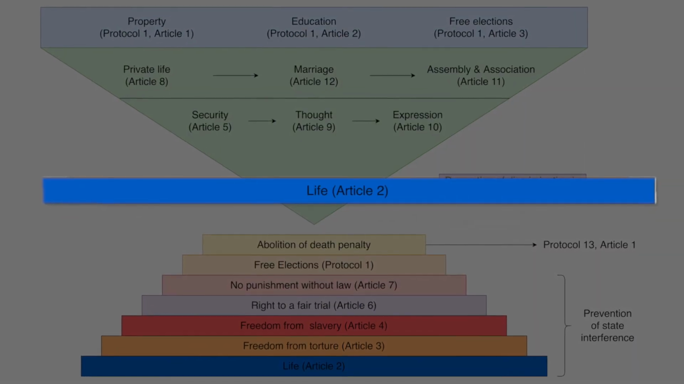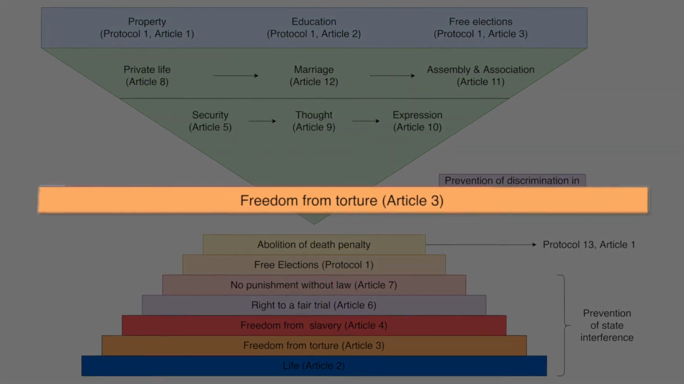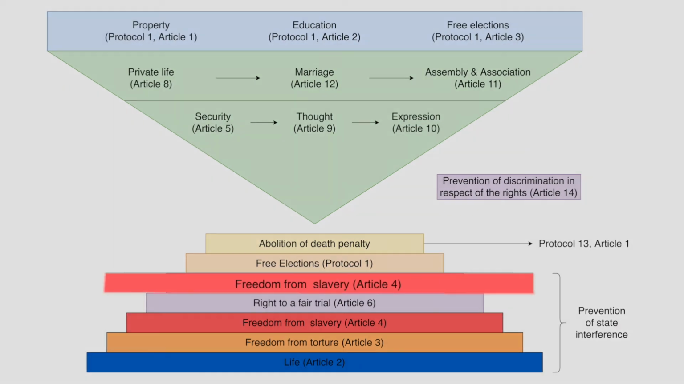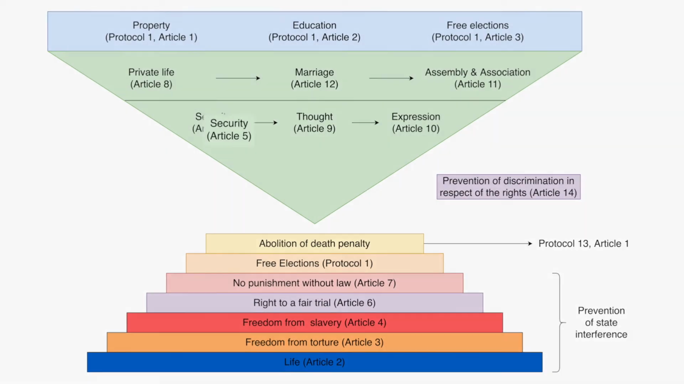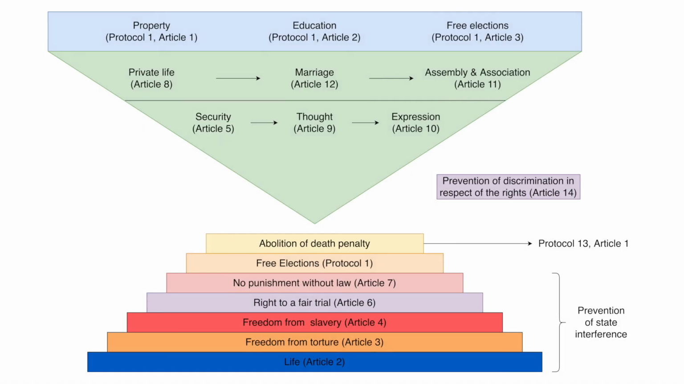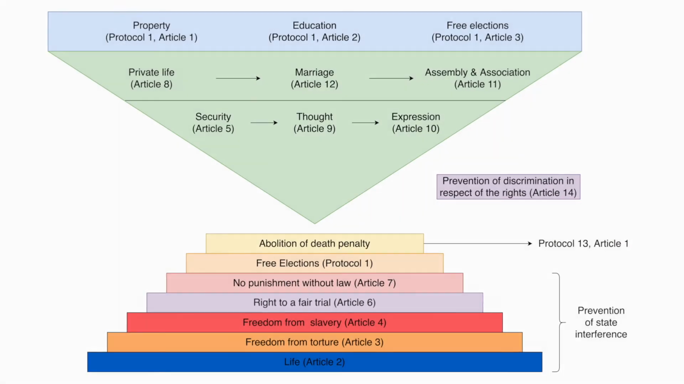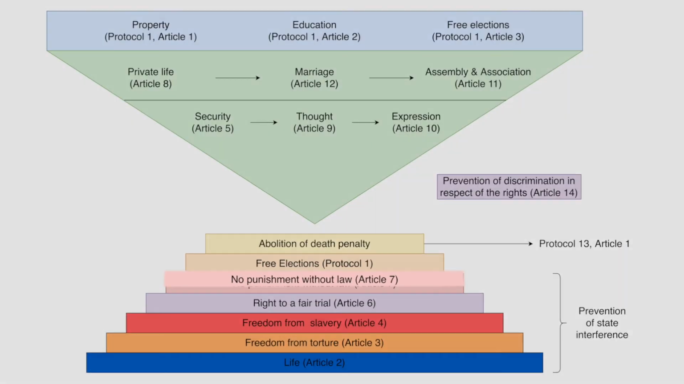Article 2, right to life. Article 3, freedom from torture and inhuman or degrading treatment. Article 4, freedom from slavery and forced labour. Article 5, the right to liberty and security. Article 6, the right to a fair trial. Article 7, no punishment without law.